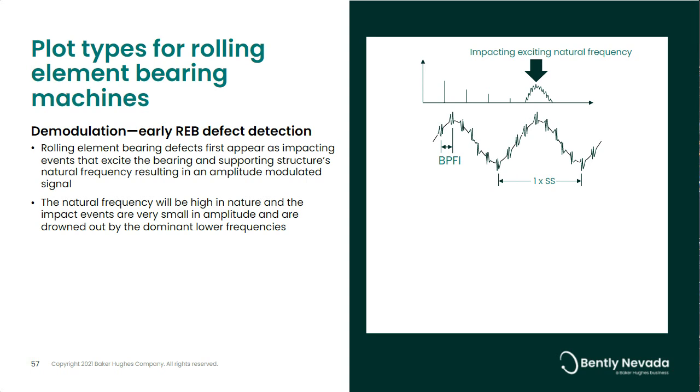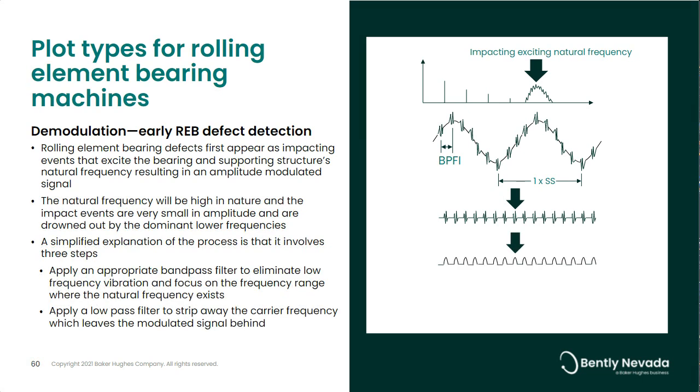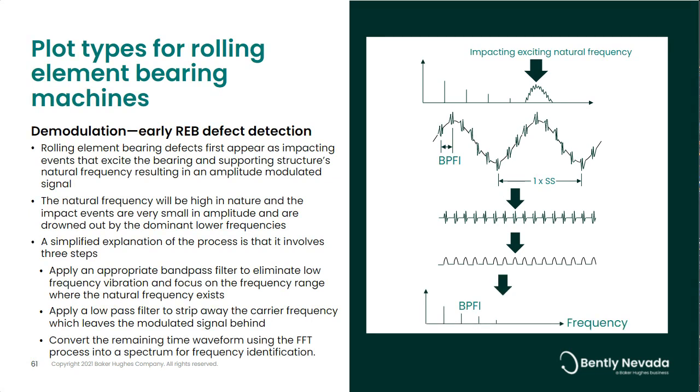The demodulation process, simplified greatly, involves three basic steps. First, we apply a bandpass filter to the sample, which effectively eliminates the dominant lower frequencies. Next, we use a low-pass filter to strip away the carrier frequency, which leaves behind the modulated signal associated with the bearing defect. Lastly, we apply the FFT process to the remaining waveform to reveal the individual frequency components, which help us to identify which part of the bearing is beginning to fail.